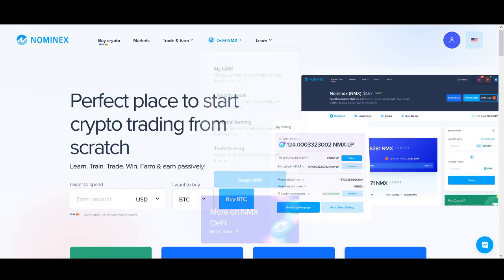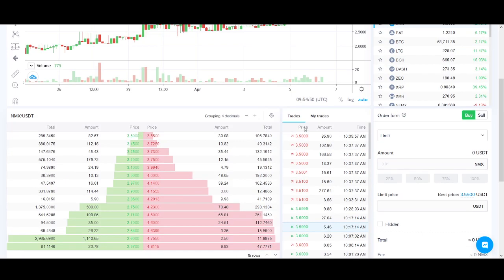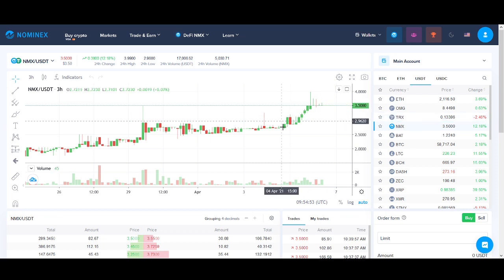That is another benefit. So going back to the project guys, the system on nominex, you can see that the exchange is really good.